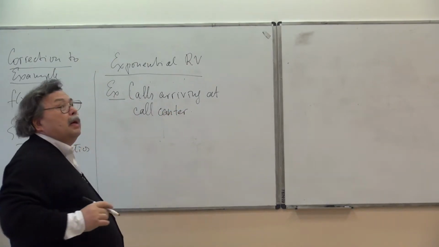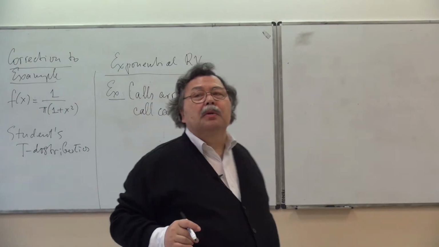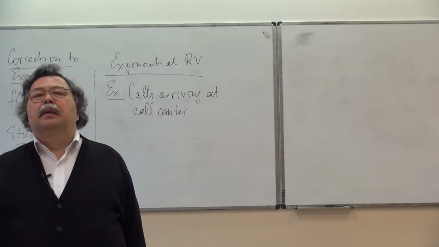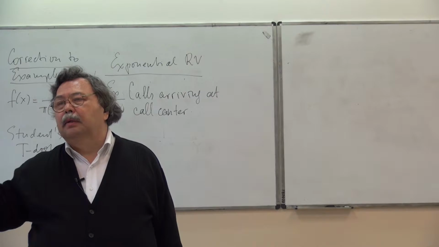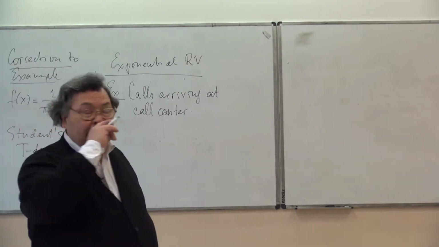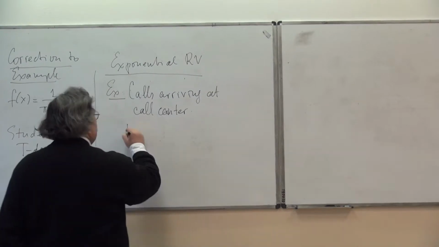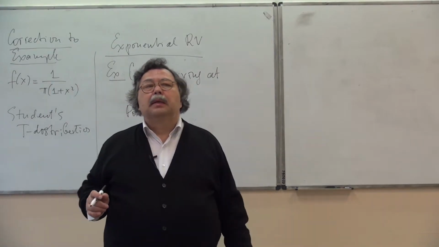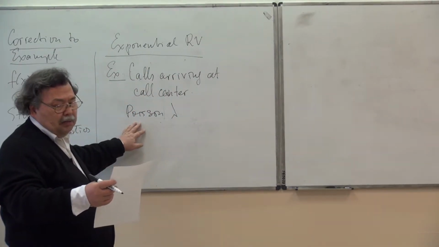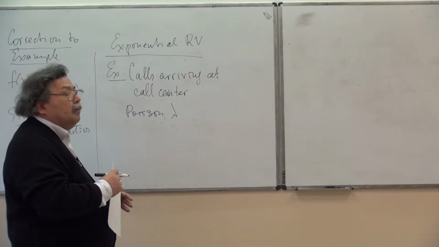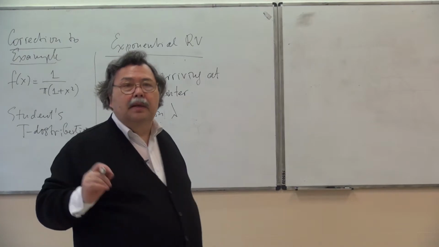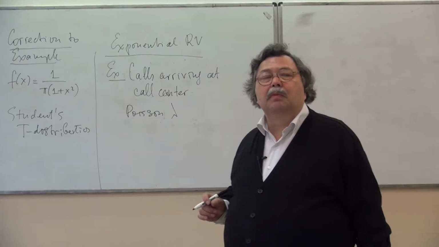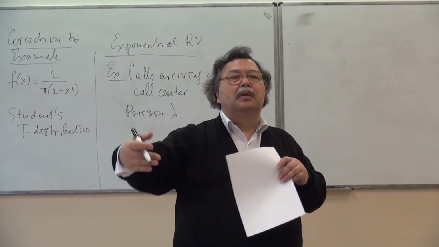By the way, this is a kind of process that can be modeled quite accurately by the Poisson distribution with a certain lambda that we take from the statistics. So the number of calls that arrive per unit time can be described by the Poisson distribution with a certain value of lambda. But we can ask a different question, and it is really important in some applications. What is the distribution of the time that passes between two consecutive calls?